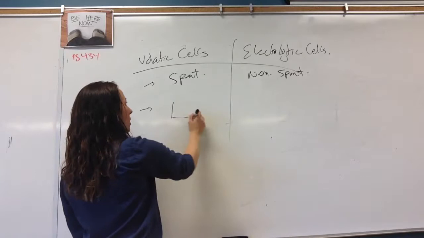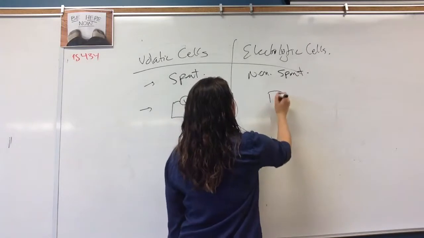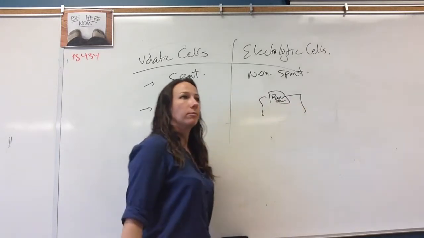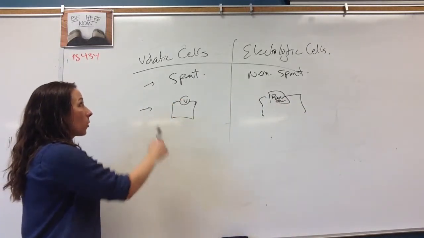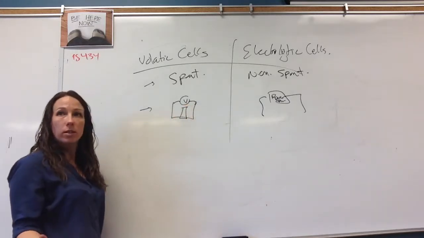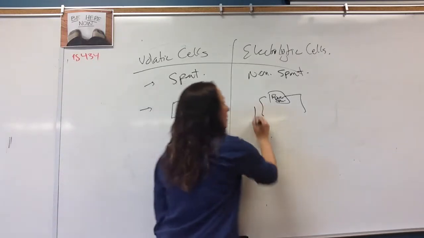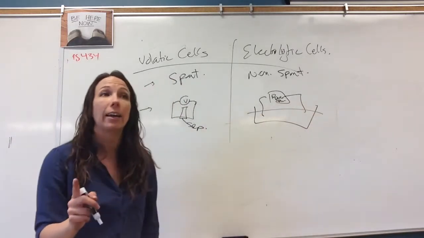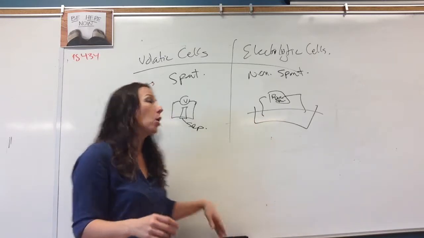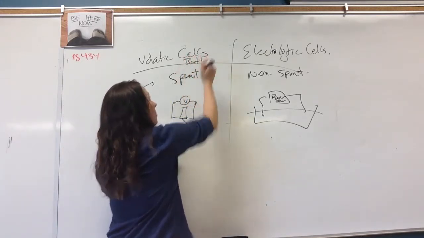Voltaic cells are drawn with a voltmeter there, or sometimes nothing there. Electrolytic cells have a power source, or a battery, or a generator there. In a voltaic cell, the half-cells have to be separated. Sometimes they're separated with a porous cup, sometimes with a salt bridge, but they have to be separated. Whereas electrolytic cells don't have to be separated, but they can be. So voltaic cells are your batteries because they are spontaneous.